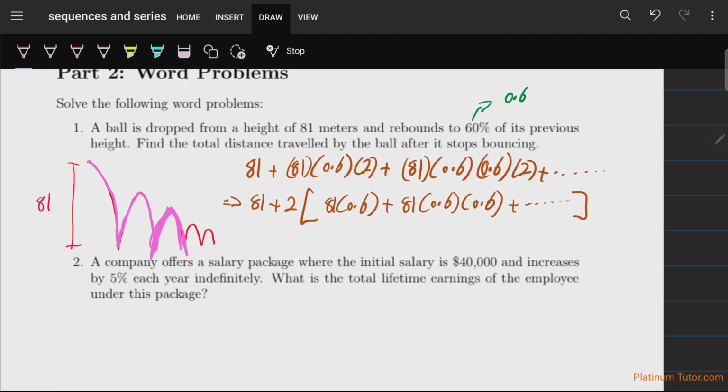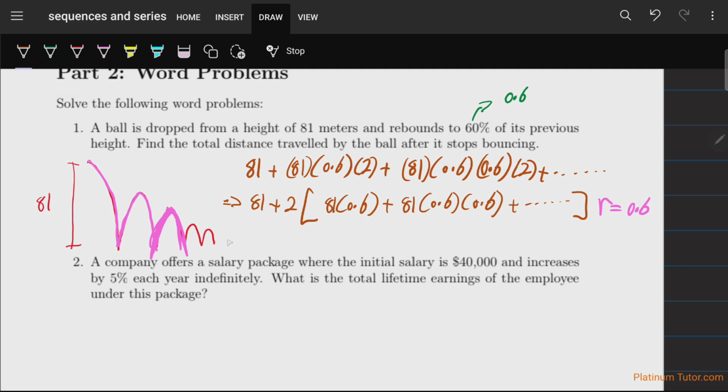Okay, so then the total sum, we have a geometric pattern here, right? Every time we are being multiplied by 0.6. So we go from this term to this term that has two 0.6s. So it's been multiplied by 0.6, right? So we can conclude that our R value is 0.6. Okay, this R value is between -1 and 1. So this series is convergent, and we can find its sum.